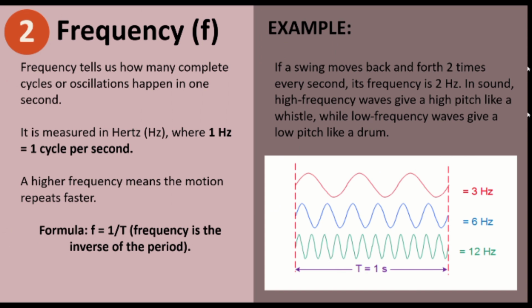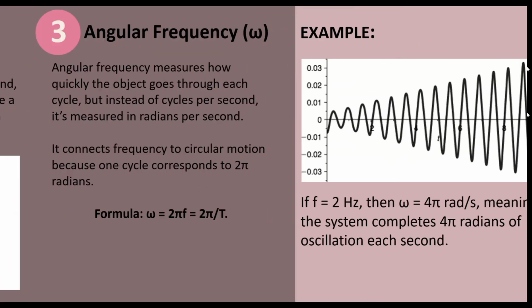Here's a quick question. If a swing moves back and forth twice every second, what's its frequency? If you answered 2 hertz, you're right. That means 2 complete cycles per second. And if we relate it to sound, higher frequency gives us higher pitch sounds like a whistle, while lower frequency gives lower pitch sounds like a drum.